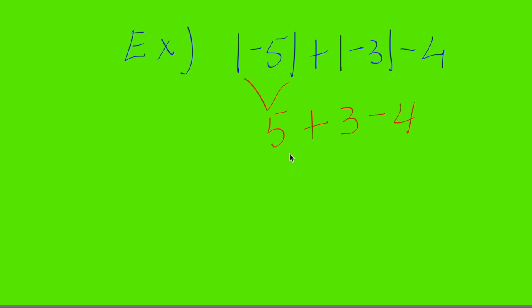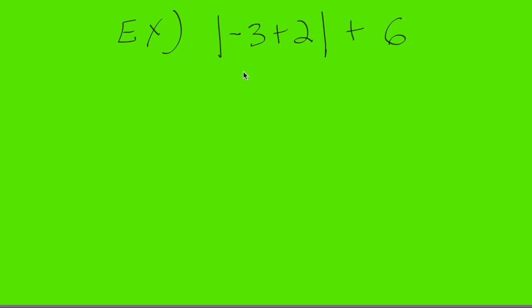So now we're left with order of operations, and you know that we always solve from left to right when we have minus and plus signs. So in this case, 5 plus 3 is 8, minus 4. So 8 minus 4 is 4.